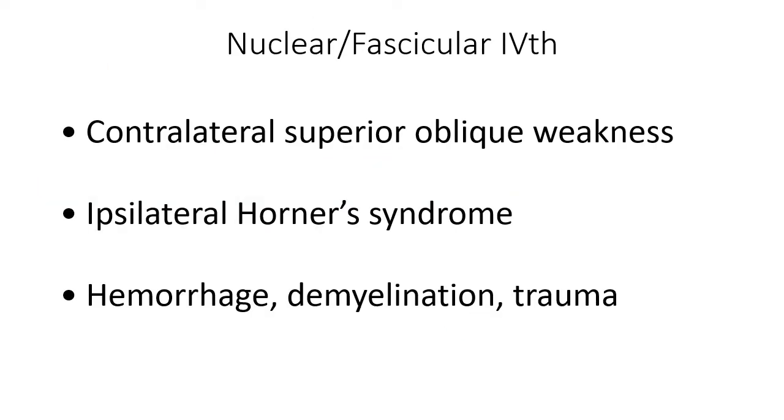Now in nuclear or fascicular fourths, again, as I said, there's contralateral superior oblique weakness. There can also be ipsilateral Horner syndrome because of the sympathetics that run very close to the fourth nerve nucleus, and lesions in this area can be caused by hemorrhages, demyelination, as well as trauma.